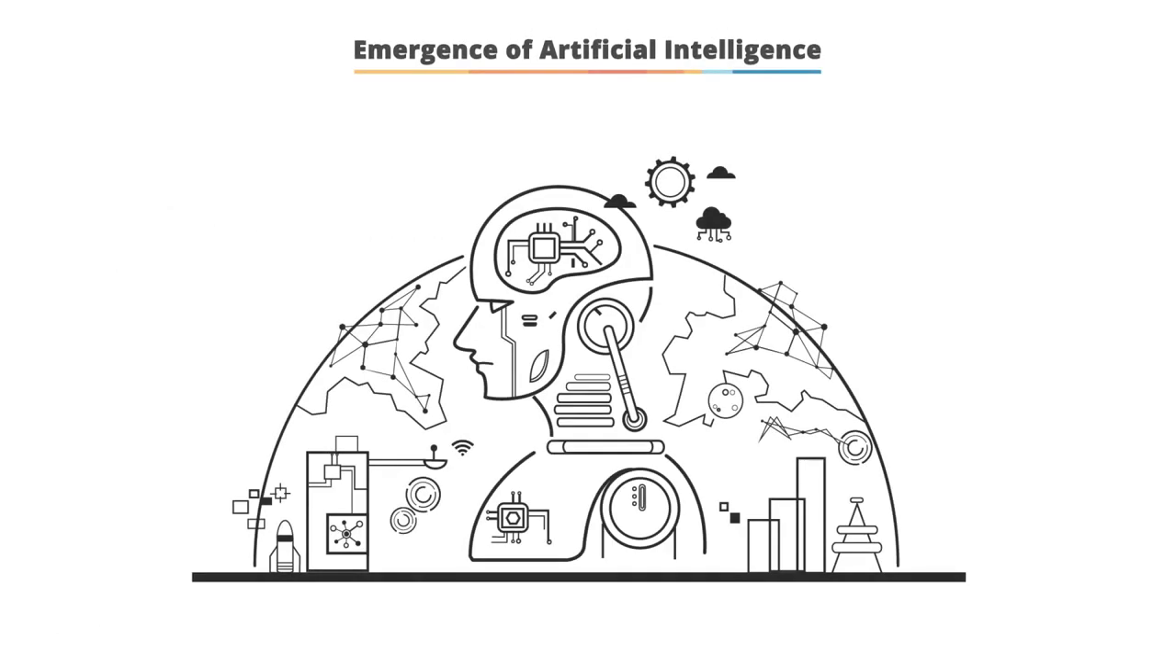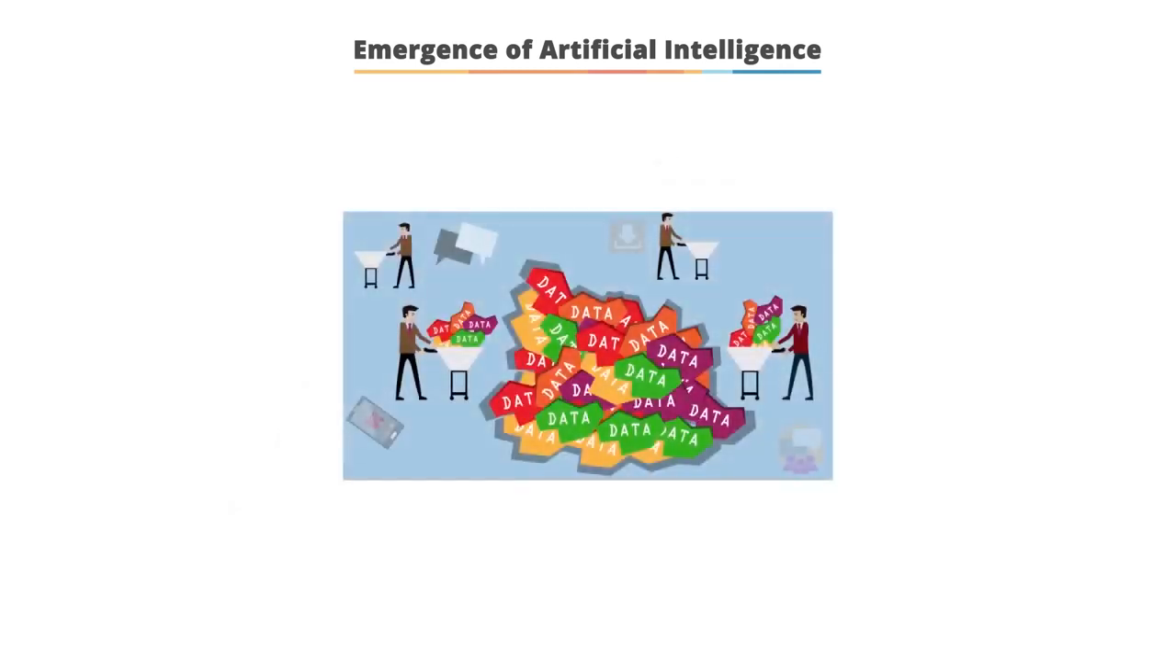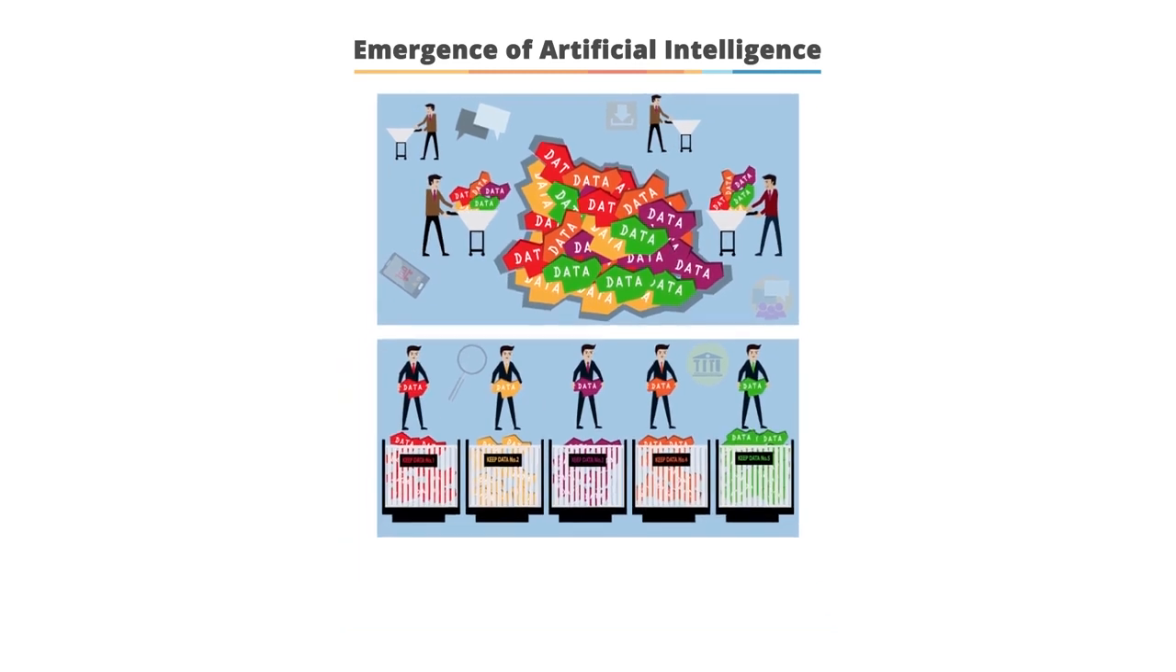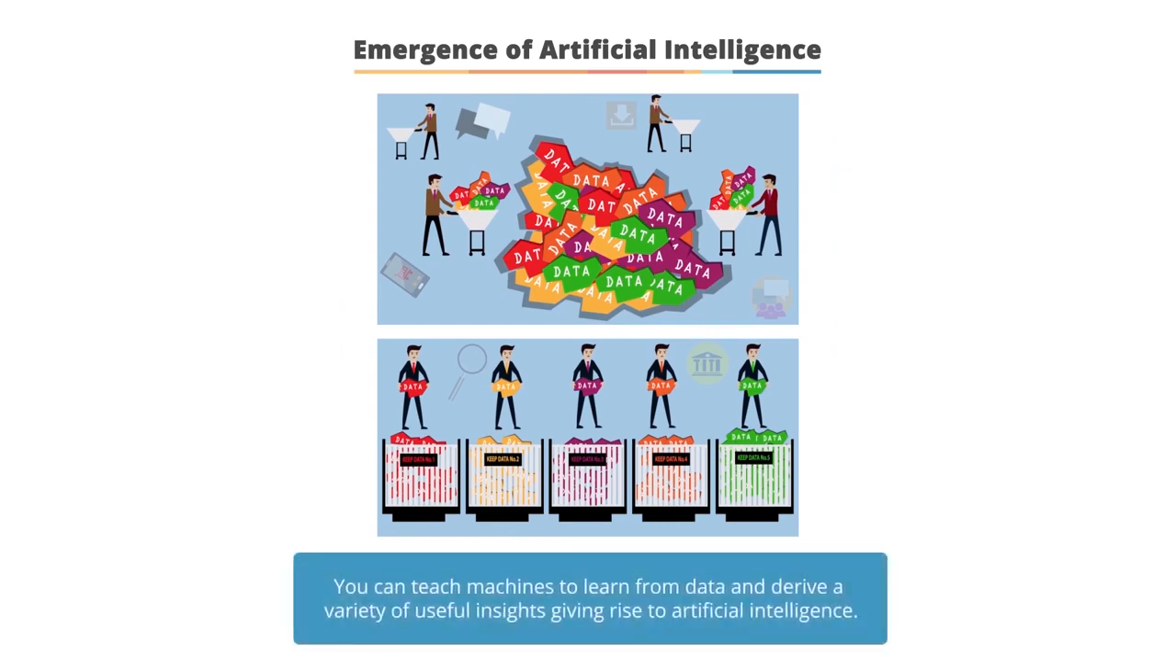Now that you know that data has grown at a rapid pace in the past few years and is going to continue to grow, let's understand the need for AI. As you know, the increase in data volume has given rise to big data, which helps manage huge amounts of data. Data science helps analyze that data. So the science associated with data is going toward a new paradigm where one can teach machines to learn from data and derive a variety of useful insights, giving rise to artificial intelligence.